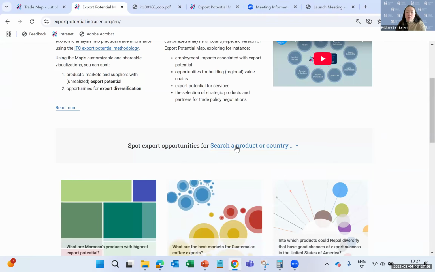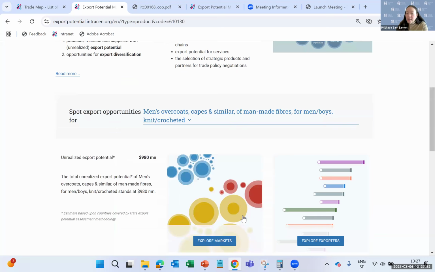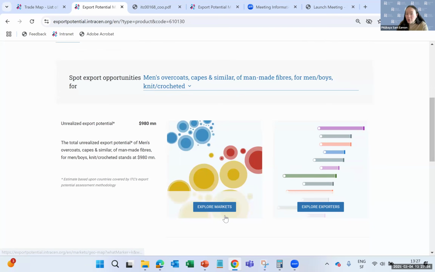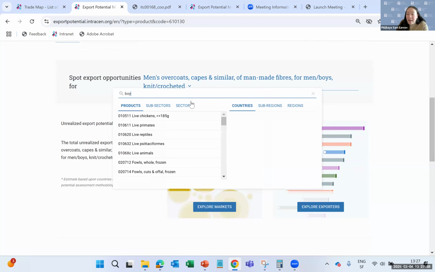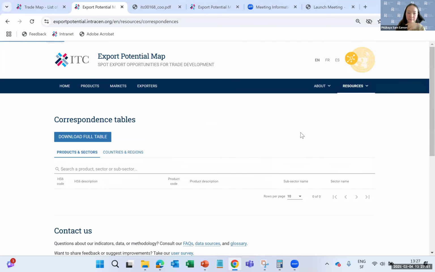Okay, so let's say you're looking for textile and apparel, it is there. If the product has not been revised, the HS code has not been revised, you will see it directly. But sometimes it's revised and you will see a different number. So let me show you here, resources, correspondence table.